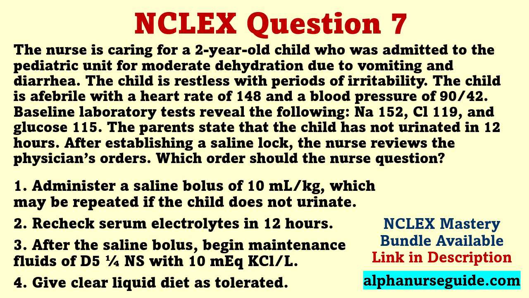1. Administer a saline bolus of 10 milliliters per kilogram, which may be repeated if the child does not urinate. 2. Recheck serum electrolytes in 12 hours. 3. After the saline bolus, begin maintenance fluids of D5 normal saline with 10 milliequivalents potassium chloride per liter. 4. Give clear liquid diet as tolerated.